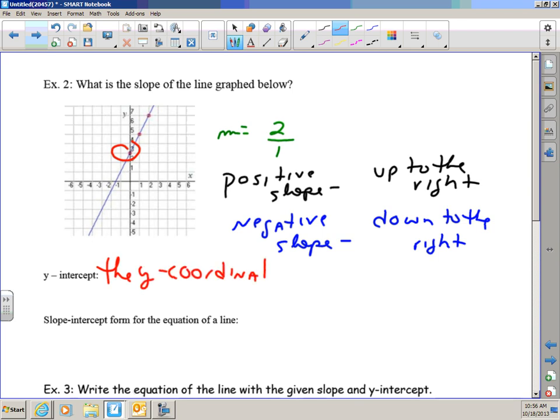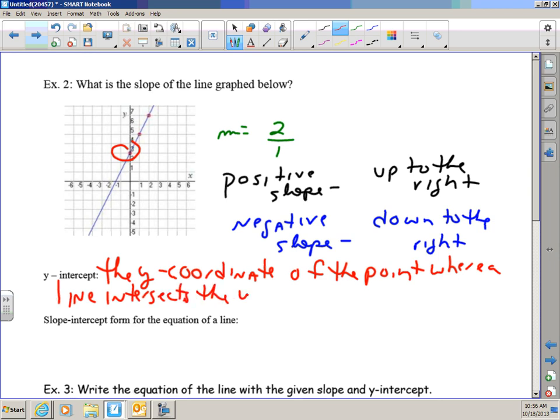y-coordinate of the point where a line intersects the y-axis. And as we talked about in class, every point on this y-axis, every point, and unfortunately my orientation's off, so I can't get there. I've got to go that way a little bit. Okay. Every point on that has an x-coordinate of 0.